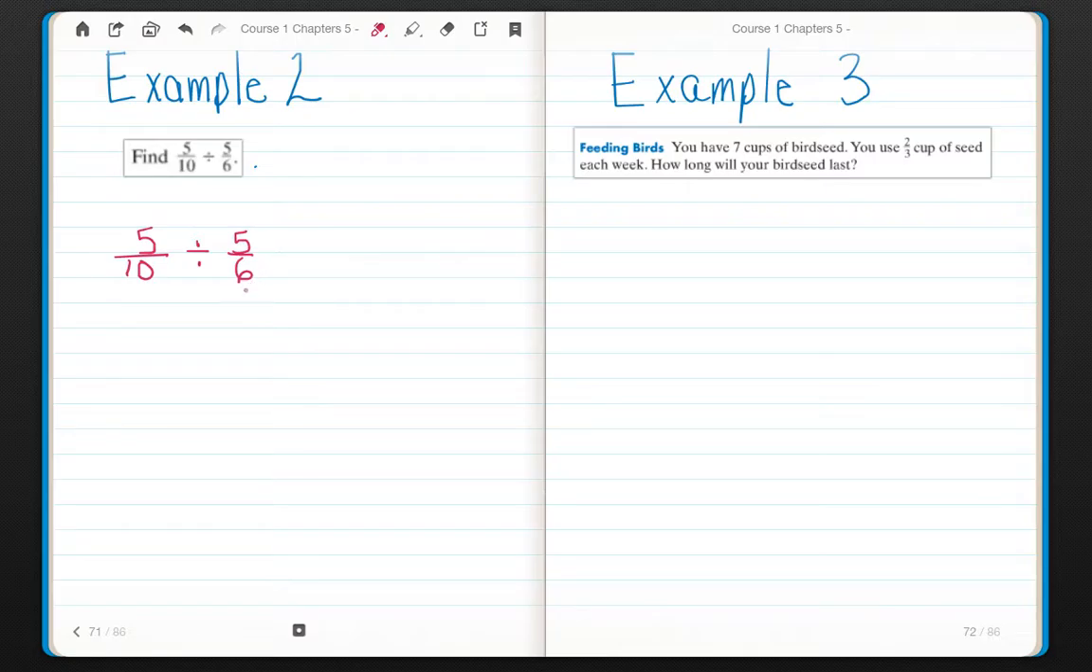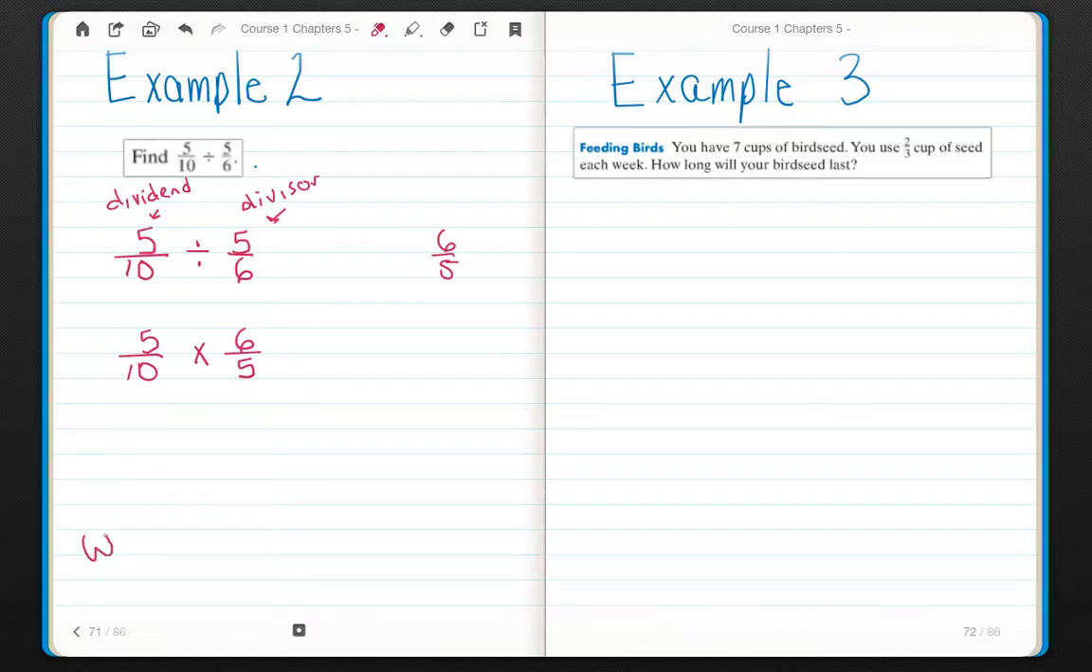So the first step is to take the reciprocal of the divisor. Remember, this is the dividend. This is the divisor. So step 1 is I'm going to take the reciprocal of the divisor, which is 6/5. Okay? I'm going to rewrite the problem. 5/10 times the reciprocal, which is 6/5. So I change the division to multiplication, and I change the divisor to its reciprocal.